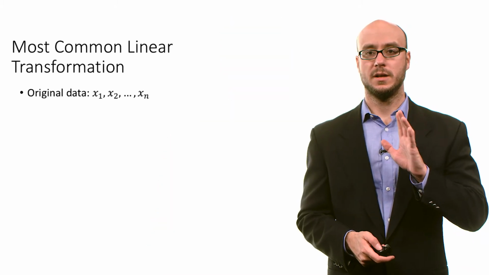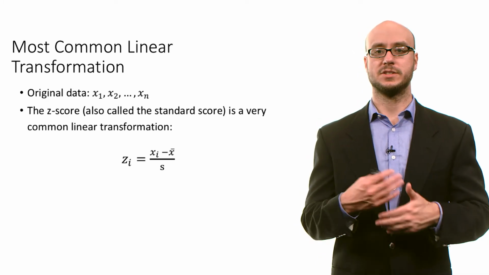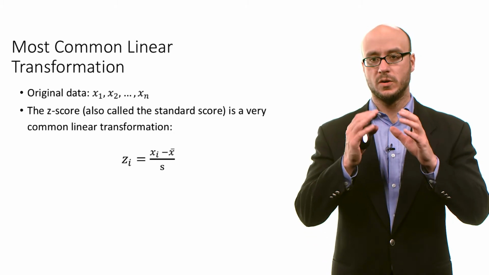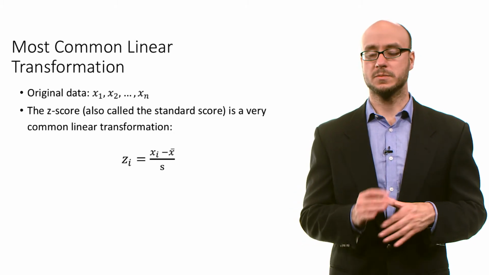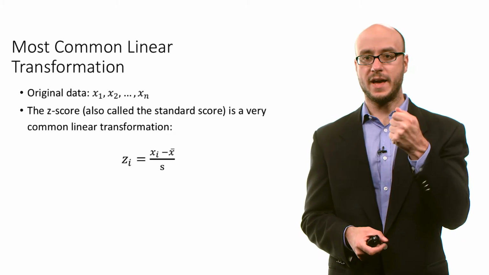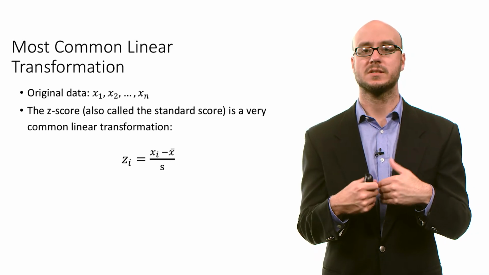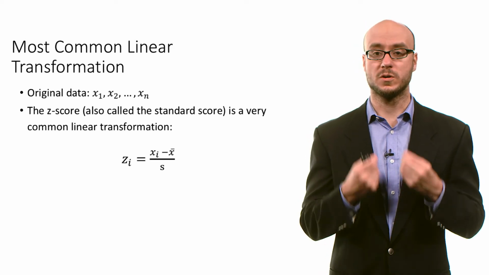We like linear transformations because they don't fundamentally change what's going on with x. And there's one linear transformation that we see used often. That linear transformation is called a z-score. Suppose we have our original data, and that data is just some x variable with a set of observations. The z-score, or standard score, means the same thing. It's this linear transformation in which we take our values of x, subtract out the mean of x, and divide by the standard deviation of x. And that will give us what we call a z-score or standard score.